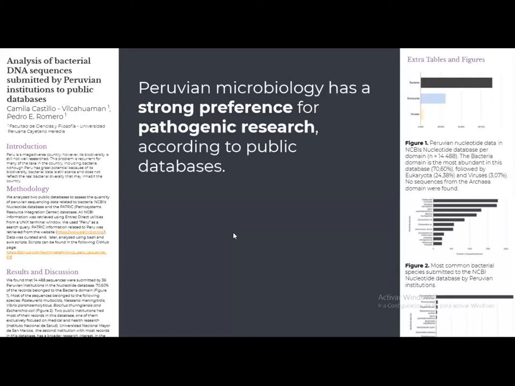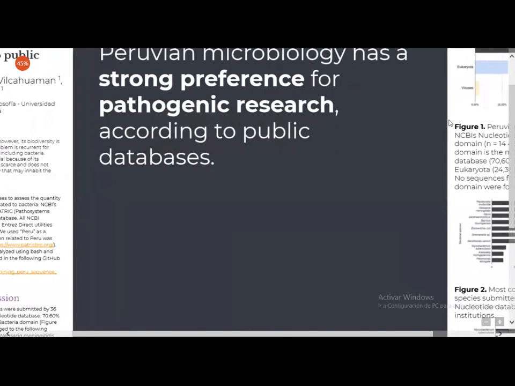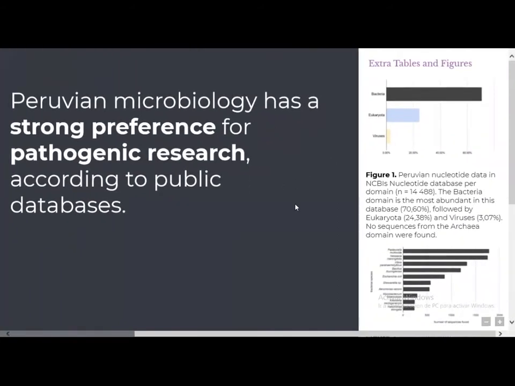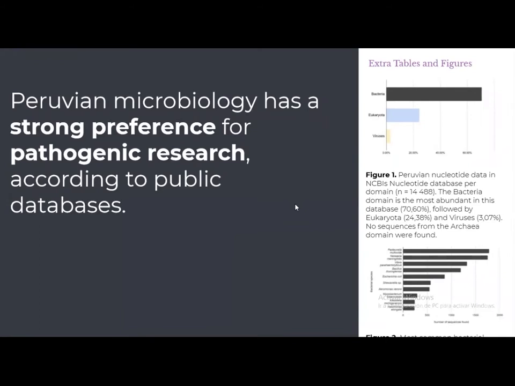This is followed by eukaryota, which is 24.38%, and viruses, which is 3.07%. No sequences from the archaea domain were found, which indicates that no Peruvian institution has stepped up in the archaea research in the country.